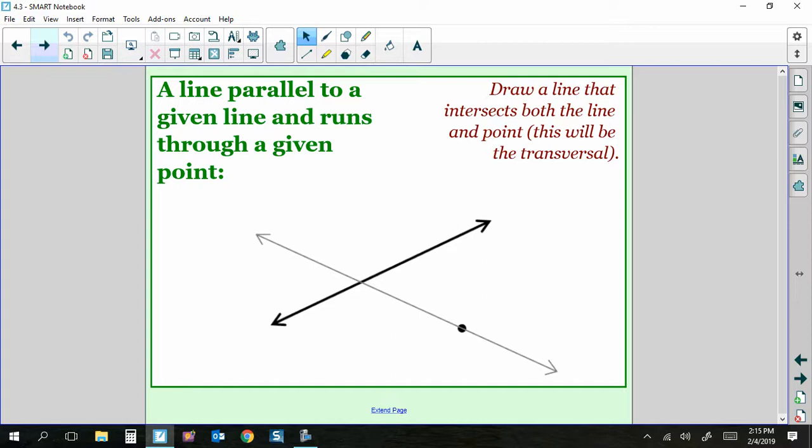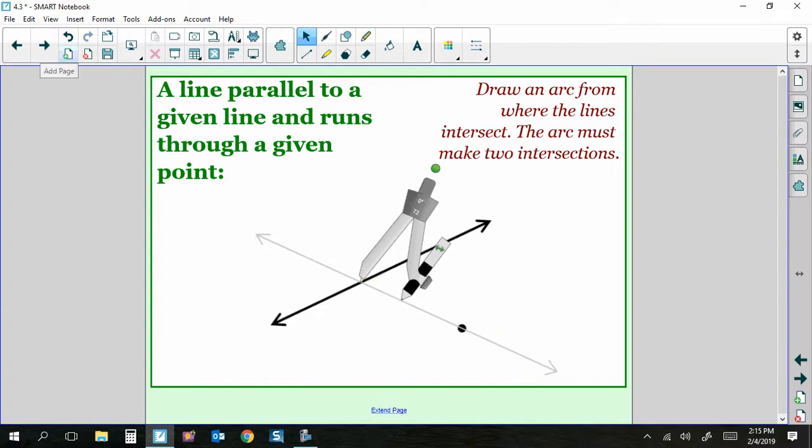So to do this, the first step is to draw a line that intersects both the line and the given point. This is going to be your transversal if you want to add that little note in. This line that I've drawn here is actually going to become my transversal. So you can see, remember, a transversal has to intersect 2 or more lines. I'm intersecting 1 line. My second line, the one we're going to construct, is going to be parallel to this one, and it's going to go through this point. So we know our line is going to end up somewhere down here. If you can visualize what it's going to end up looking like, that can help.